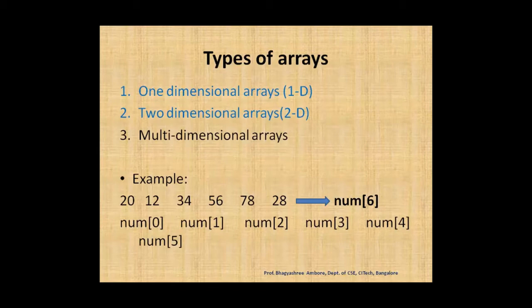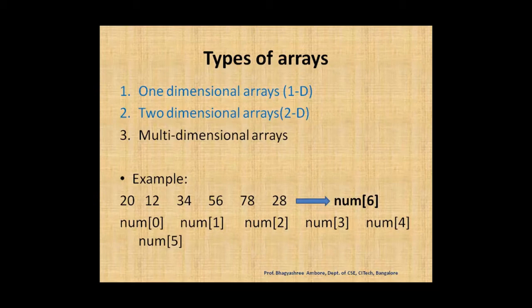Now I'll consider one example. I have been given certain numbers: 20, 12, 34, 56, 78, and 28. First, how many numbers are there? 6 numbers are there. Then I have given them a name, num. I have grouped them under the name num. Num is a variable and we call it an array. Now num of 0 refers to 20. Num of 1 will be 12. Num of 2 will be 34. Num of 3 will be 56. Num of 4 will be 78. Num of 5 will be 28.